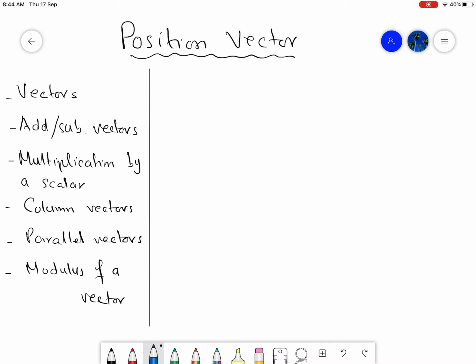Dear students, welcome to another math session. We'll continue our topic of vectors. Today it's the last topic in vectors, known as position vector.